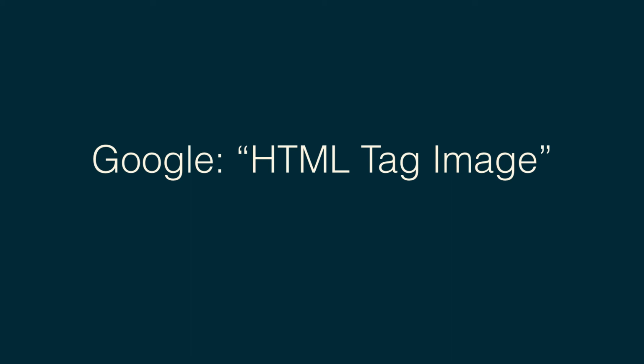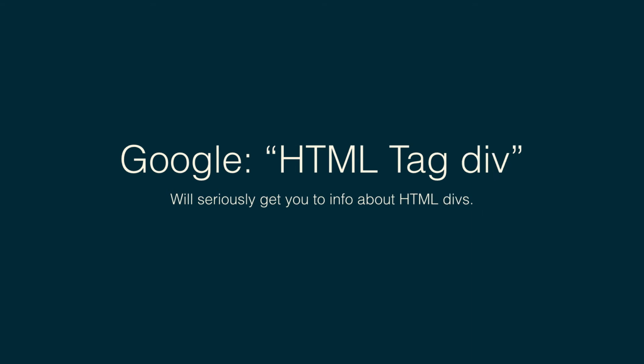if you're interested in finding out how to do something with an HTML tag, go to Google and seriously Google HTML tag image. And that's how you're going to find how to put an image in a document, or what the tag name for image is. If you Googled HTML tag div, you're going to find more information about what attributes can go on a div.